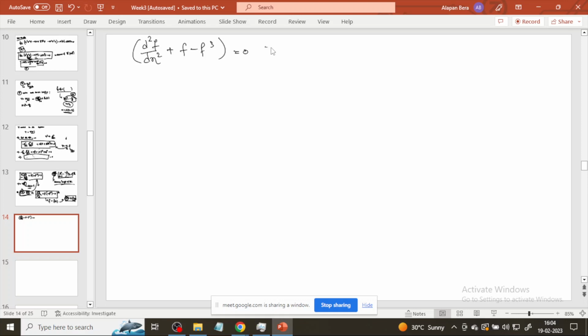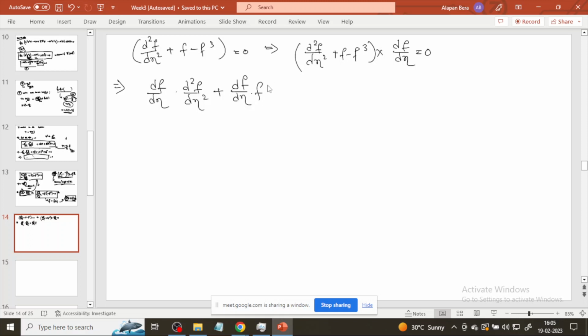plus f minus f cube is 0. Let's multiply this with df by d eta. This is again 0. This gives df by d eta into d square f by d eta square plus df by d eta into f. So we multiply this term explicitly, minus df by d eta into f cube is equal to 0. Now let's integrate this term over eta.